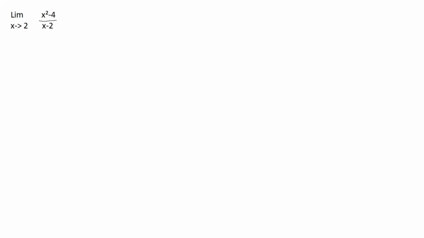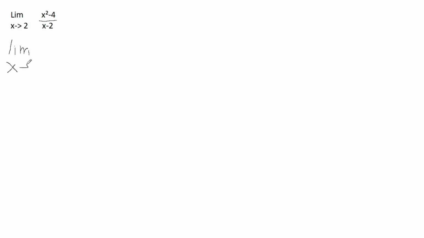The limit as x goes to 2 of (x squared minus 4) over (x minus 2). Now obviously we cannot take the limit directly because if we were to plug in 2, we would have a 0 in the denominator. And we cannot have a 0 in the denominator, otherwise you'd be dividing by 0, which is undefined. Now, let's begin.